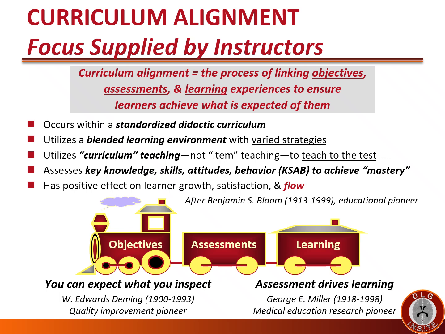And you should assess all 4 types of learning objectives: knowledge, skills, attitudes, and behavior, which sometimes is abbreviated KSAB, to achieve mastery. This concept of curriculum alignment has a very positive effect on learner growth, satisfaction, and flow. We will describe flow in more detail in following slides.